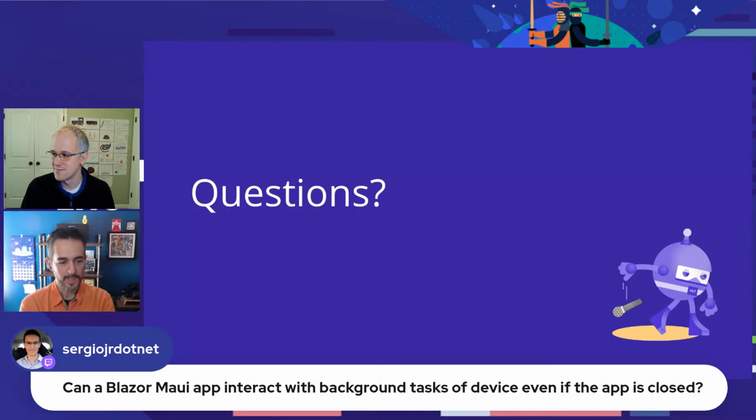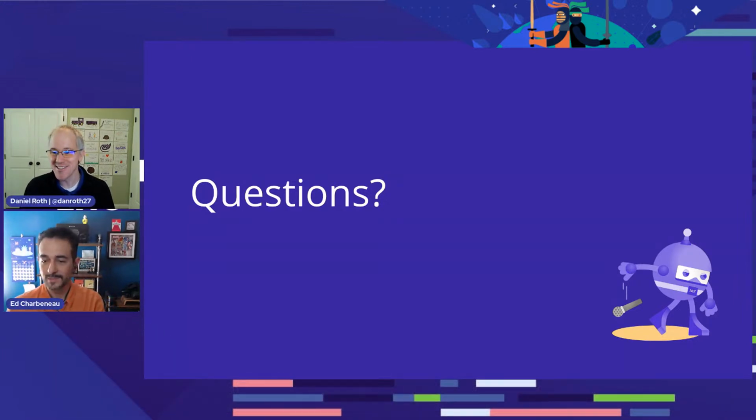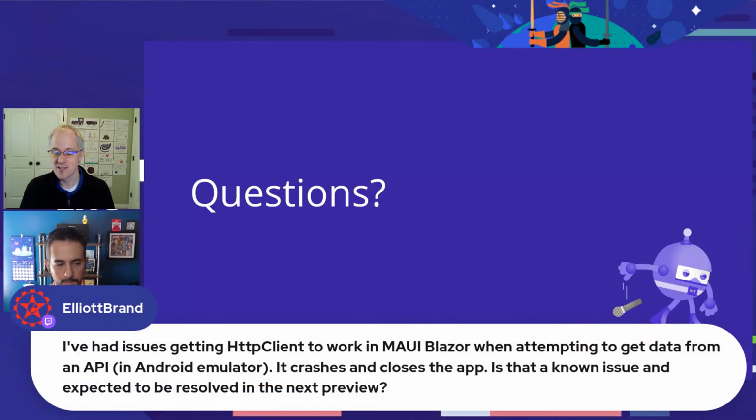We had another question come in. Can a Blazor MAUI app interact with background tasks of a device even if the app is closed? That's a great question. I mean, it's a fully native .NET process. So anything the device can do, you should be able to do. If you want to call into native Windows Win32 APIs, you can do that. Like you P/Invoke to your heart's content. All those things are possible. So yeah, absolutely, you can interact with background tasks. No problem.